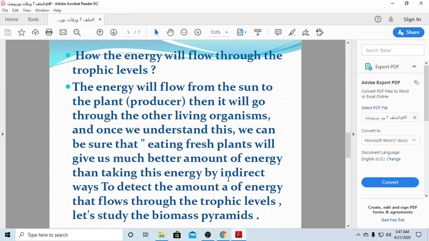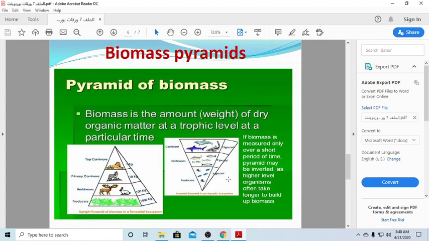So let us study how to detect that flow of energy. You know now that energy goes through the food chain and food web. So now we know how to detect this. We can detect this by something called biomass pyramids. This way is called biomass pyramids. What about pyramids of biomass?